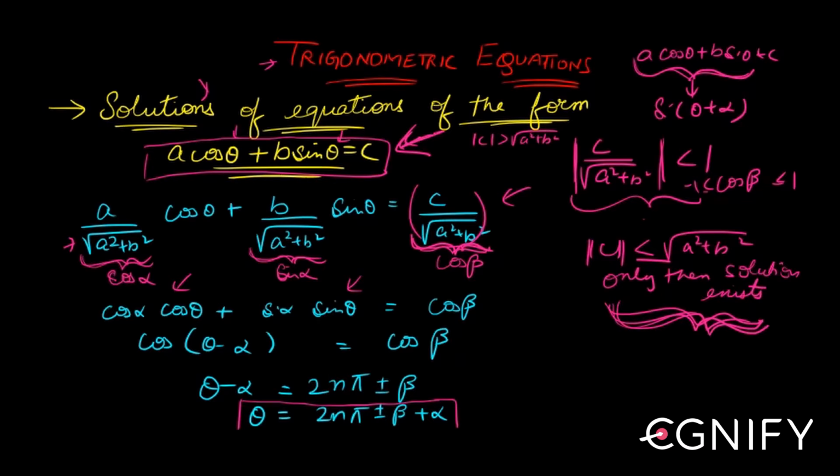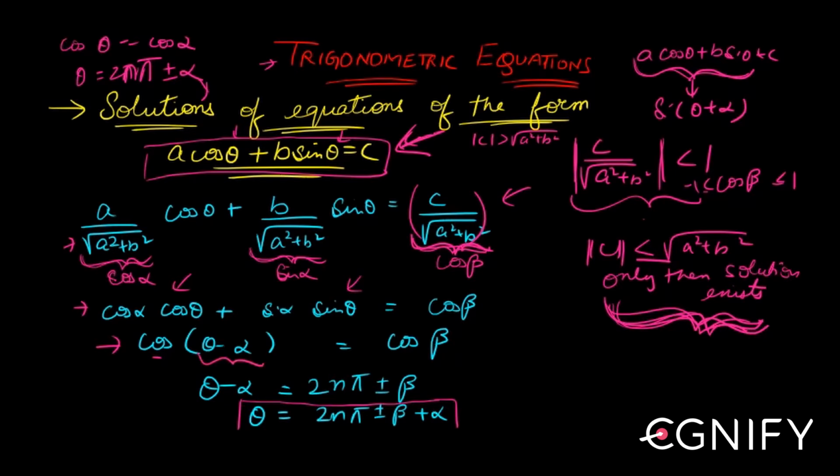So let us assume that your condition is satisfied and is holding good, then it will be cos theta cos alpha plus sin theta sin alpha is equal to cos beta form. So this can be written as cos of a minus b, like theta minus alpha, since cos a minus b equals cos a cos b plus sin a sin b, right? Now this is of the form cos theta is equal to cos alpha. We know the general solution, we have just seen in the previous section, that theta is equal to 2n pi plus or minus alpha.